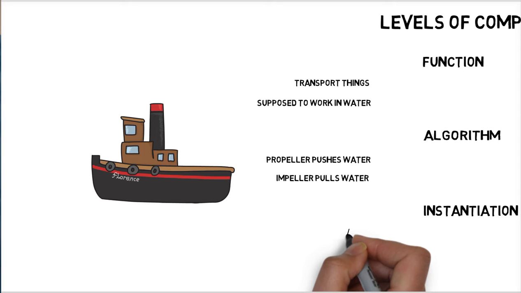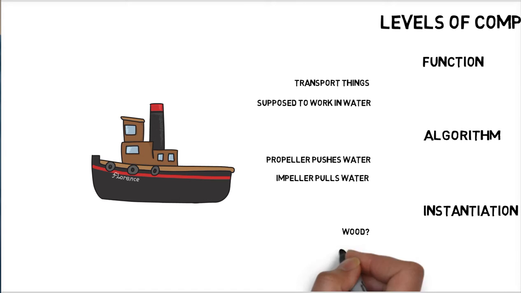The function level is concerned with the what, and the algorithm level is concerned with the how. The function level asks, what does the device do, and in what circumstances is it supposed to do it? The algorithm level asks, how does the device actually do it?